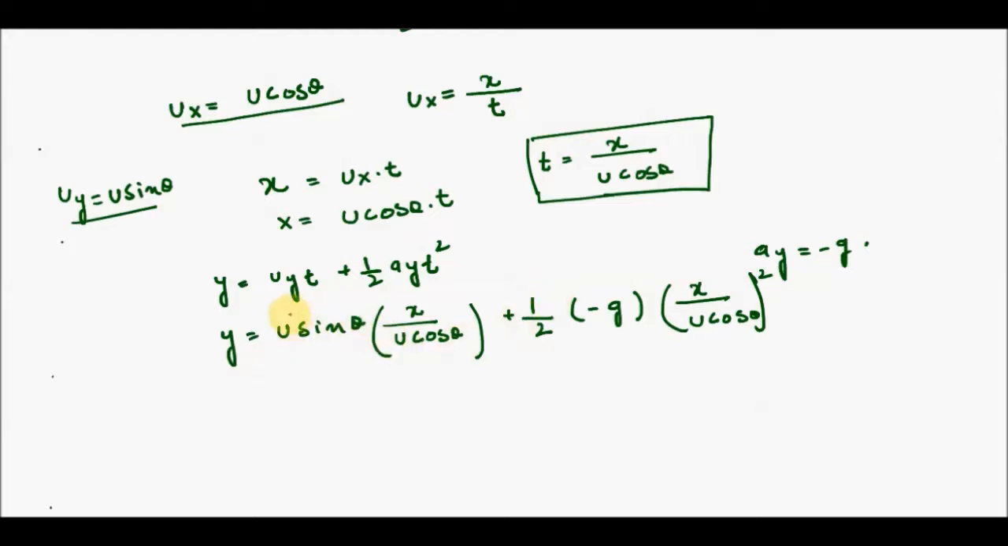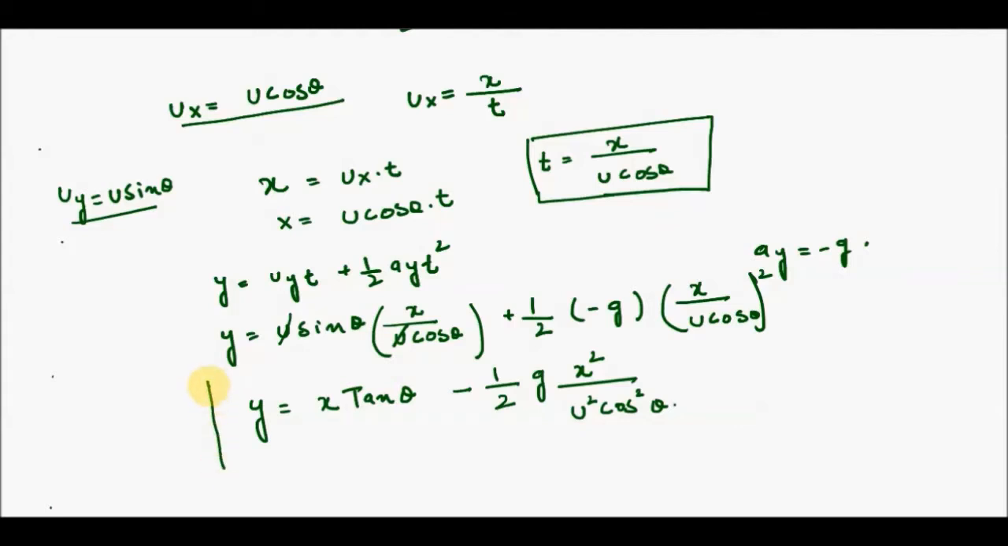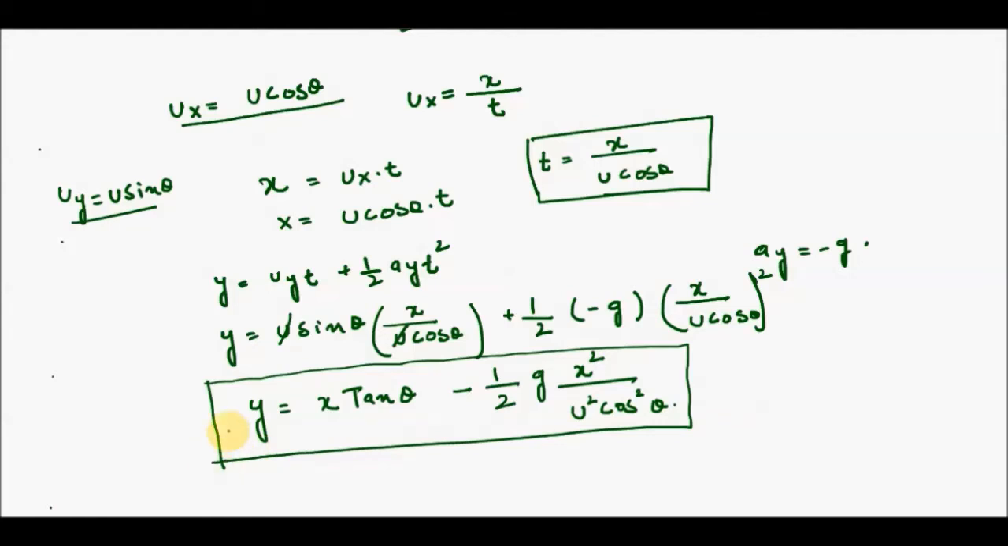Now notice here that u and u will cancel out, and y will be equal to simply x tan theta minus half of g x square divided by u square cos square theta. So now this is my equation of projectile. I think you have understood this.